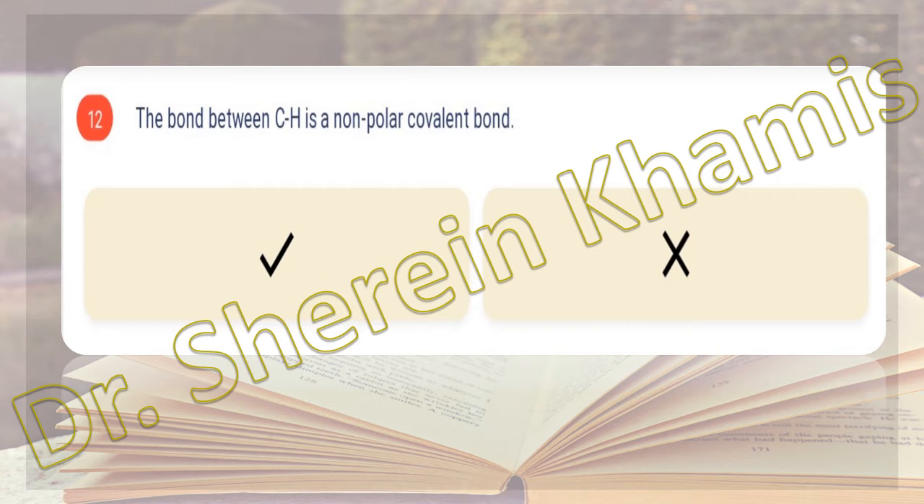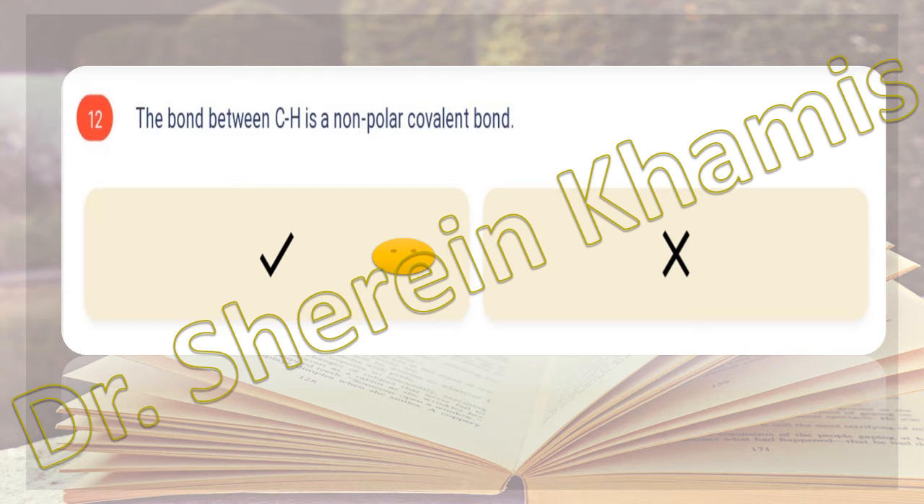Okay, let's go to question 12. Question 12 says that the bond between carbon and hydrogen is a nonpolar covalent bond. Do you think that's right? No. Why? As the difference in electronegativity between carbon and hydrogen is relatively high, they form a polar covalent bond. Carbon forms with hydrogen 4 polar covalent bonds when making the compound between them.